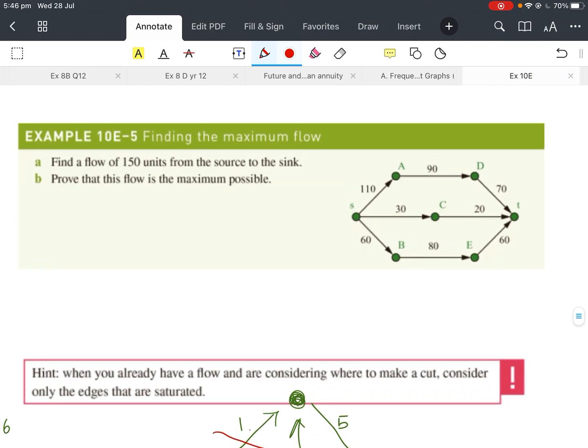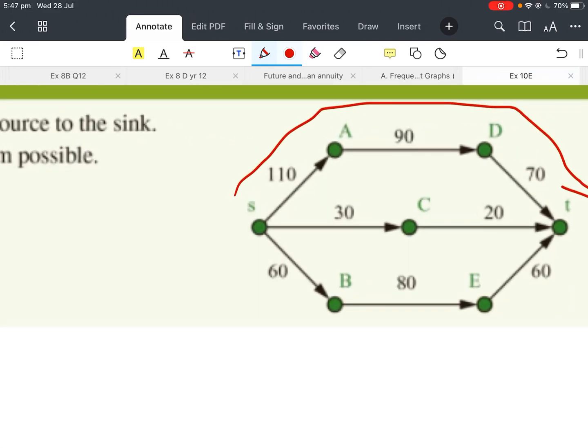Alright, 10E5, finding the maximum flow. So what I was just doing a minute ago, you have to do that here as well. Now you have to realise you've got to follow the route. Now the flow of water is dependent on the smallest pipe possible, isn't it? So if this one goes 110, 90 and 70, well then the smallest flow on this particular pipe, the red pipe, can only be that smallest number, 70.